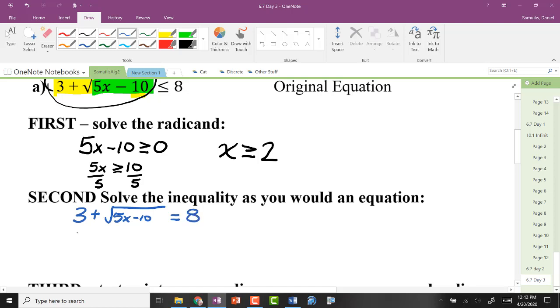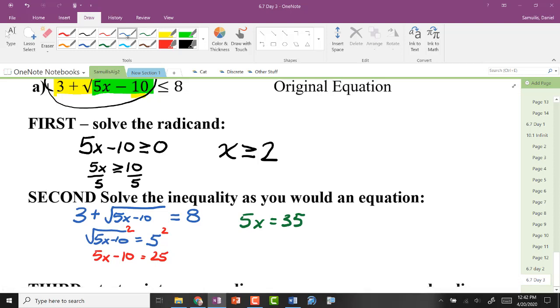I'm going to subtract my 3, so I get the square root of 5x minus 10, because we know that we need to isolate the radical. I get 5. I'm going to square both sides. So I get 5x minus 10 equals 25. Add 10. So 5x equals 35. And then divide by 5. So x equals 7. So what does that mean?